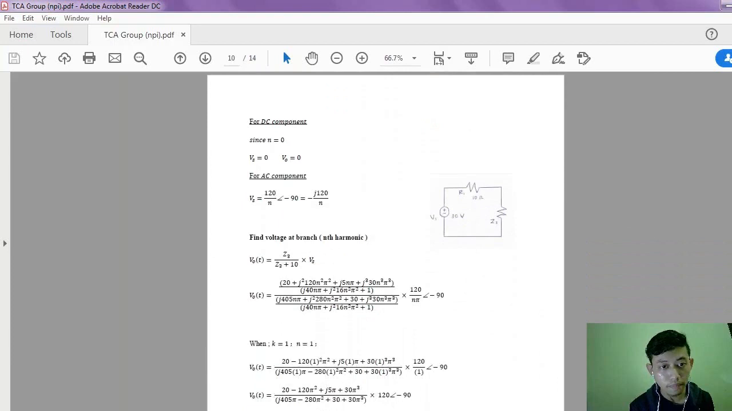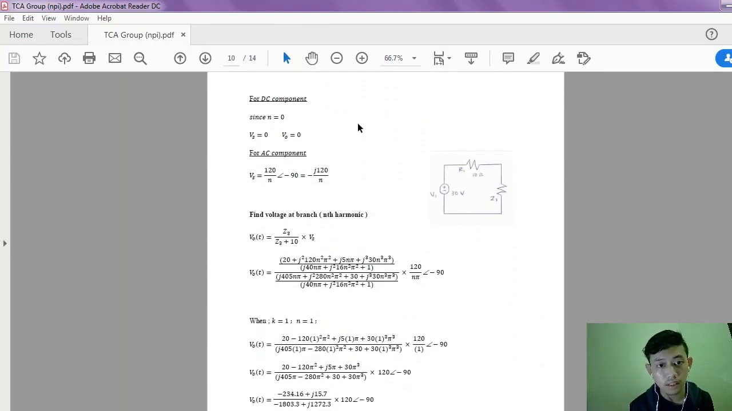After that, we know that for DC components, n, the omega, and also the frequency are equal to 0. Anything multiplied by 0 will get 0. So I simply wrote that Vs is equal to 0. But for the AC component, I converted from polar form to rectangular form, so that it is easy for us to make the calculation.